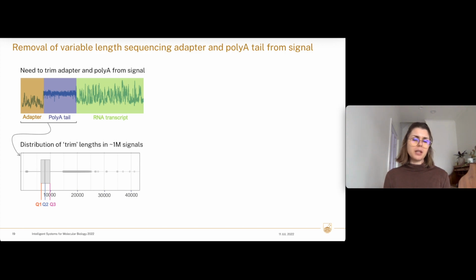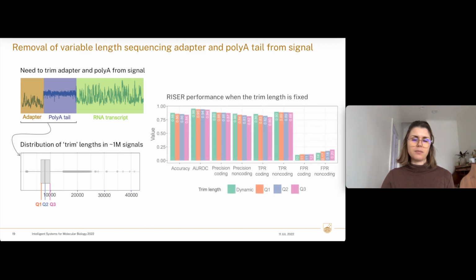So when we looked at the million or so signals in our training data set, we found that for the bulk of the reads, the length was between 6,000 and 9,000 signal values, with the quartiles shown here, Q1, Q2, Q3. Our idea is that if we make this cutoff amount fixed, which is really quick to do in real time, then there should still be enough of that green transcript part of the signal for RISER to make a good decision.